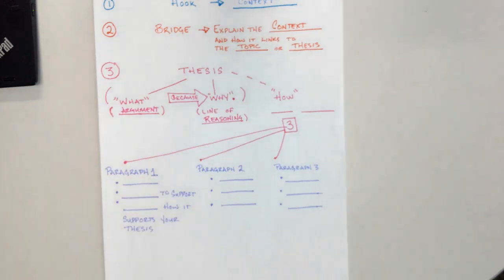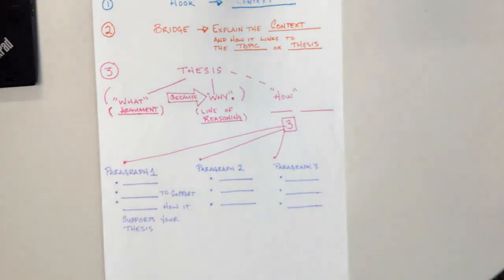What you're trying to do with that line of reasoning is explain why your argument makes sense. This needs to come with some degree of specificity. It cannot just be a vague statement. You need to explain exactly what your argument is about. Finally, you're going to drop a period after your why. Then you're going to explain your how.